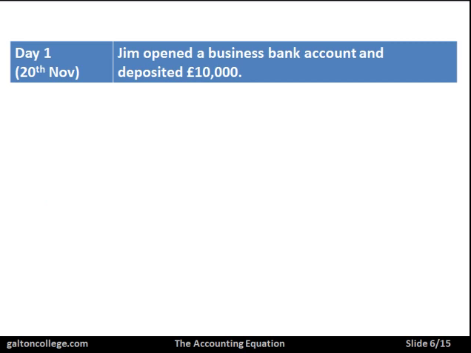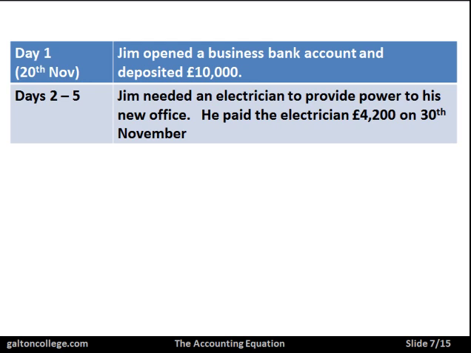Jim opened a bank account and deposited £10,000. So that's the start, £10,000 into the business. Days 2 to 5, Jim needed an electrician to provide power to his new office, so he paid the electrician £4,200 on the 30th of November. Perhaps keep a short note on each of these, so that when we're working through the accounts in a moment, each one will be fresh in your mind.